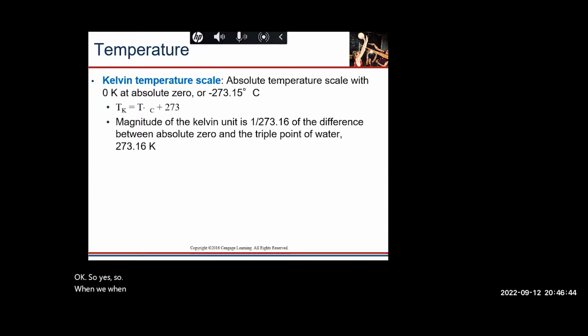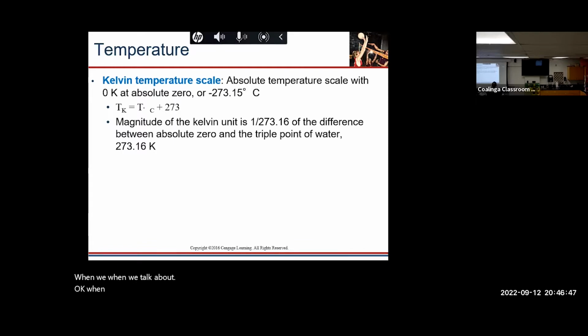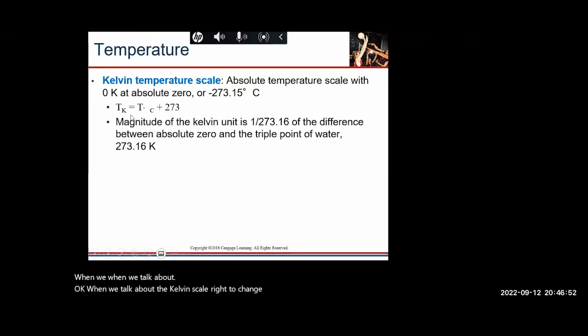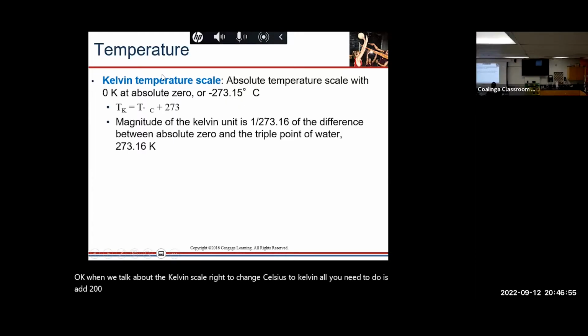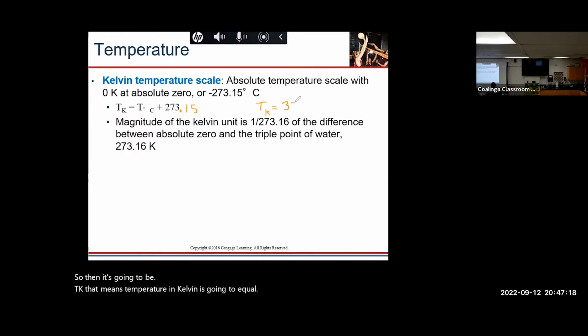Yeah, write all the questions down. When we talk about the Kelvin scale, right? To change Celsius to Kelvin, all you need to do is add 273.15 to it. So if we have 37 degrees Celsius, then T_K, that means temperature in Kelvin, is going to equal 37 plus 273.15.